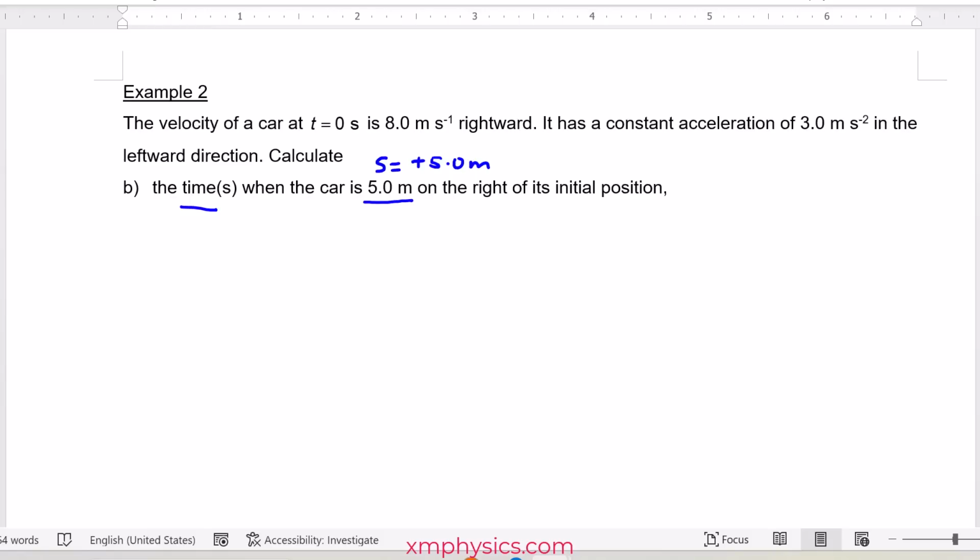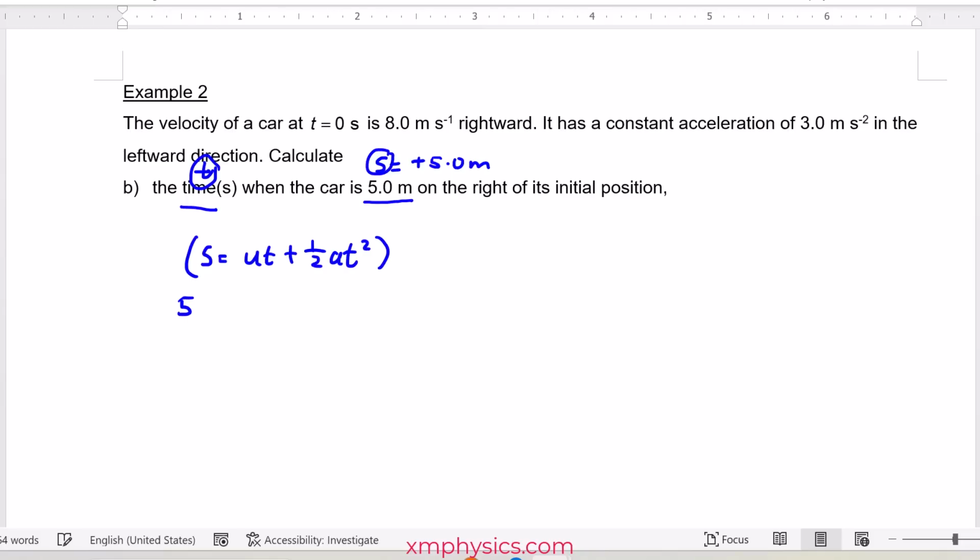So we are trying to link time with displacement. Which equation of motion should we use? Obviously the s-t equation, yeah? So s = ut + ½at². Let me write it out, bracket it up, before I plug in the numbers.